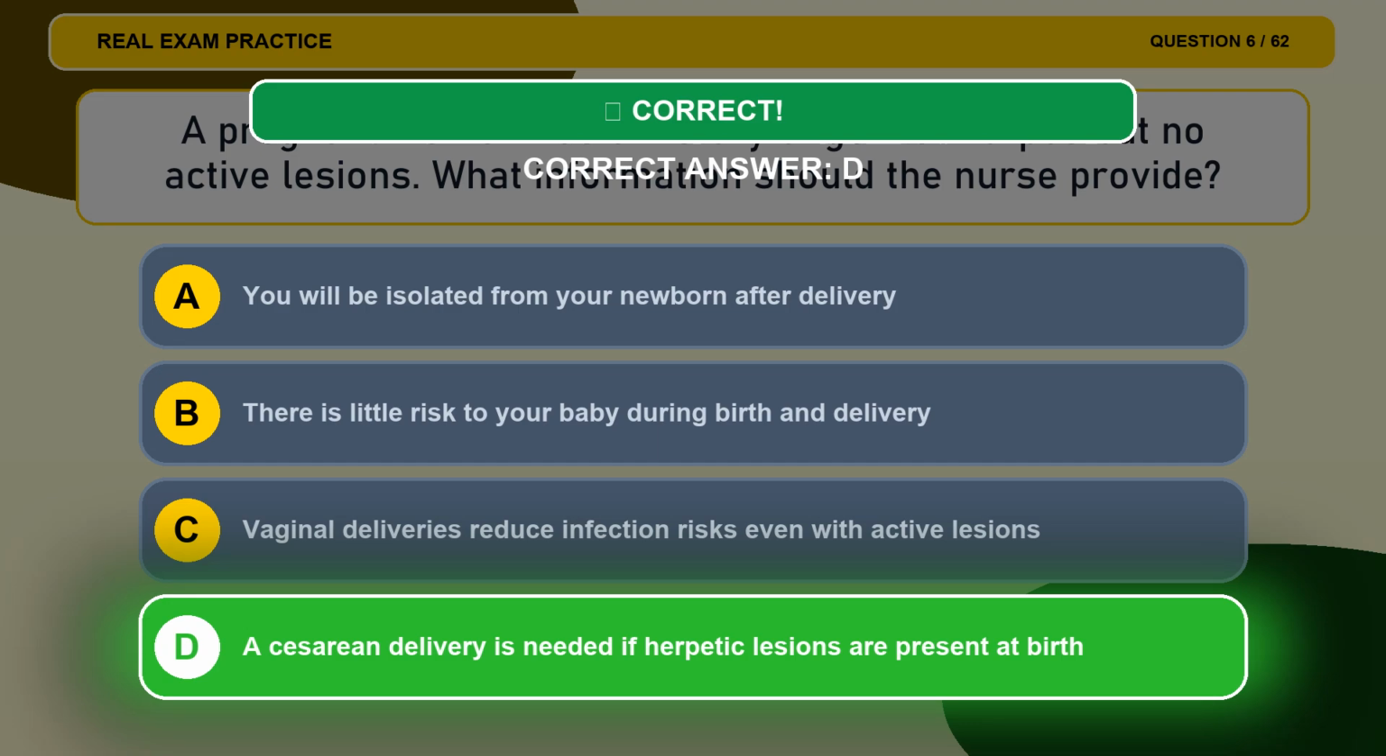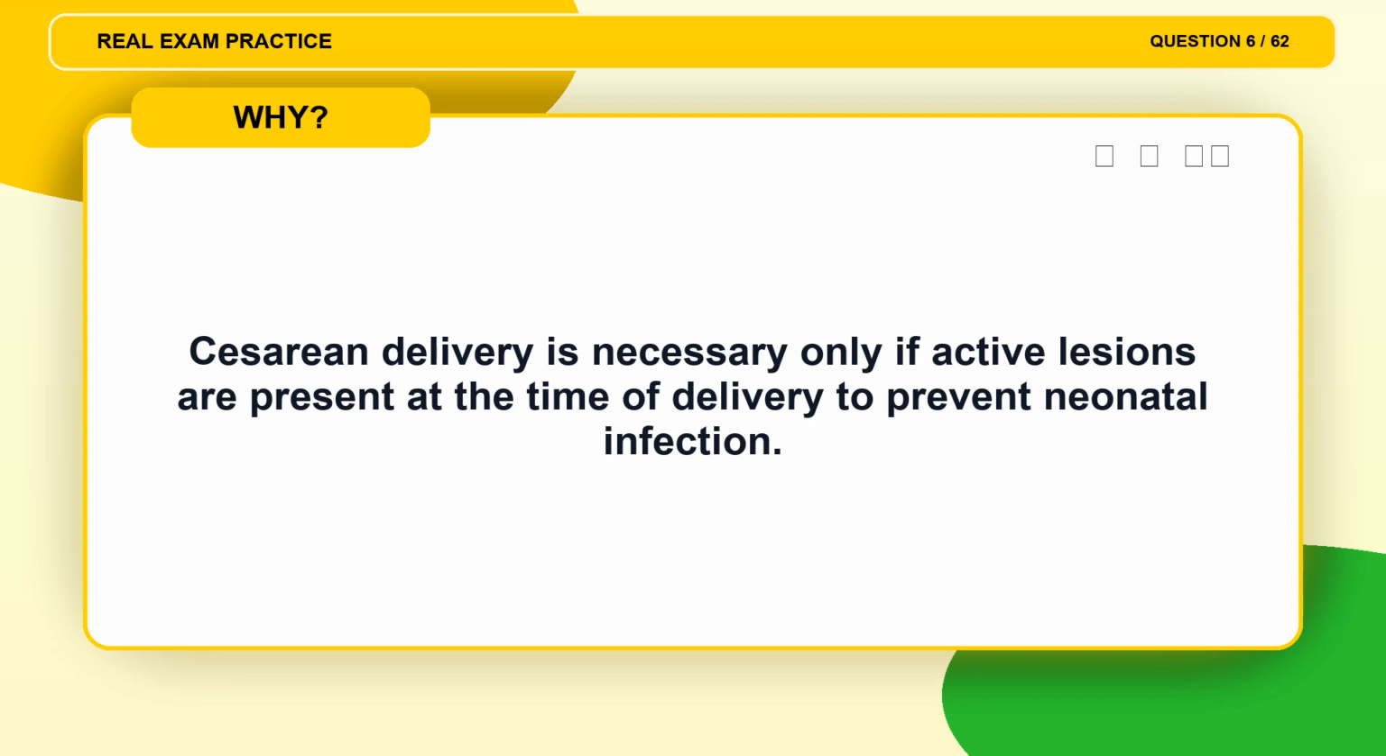The correct answer is option D. A cesarean delivery is needed if herpetic lesions are present at birth. Cesarean delivery is necessary only if active lesions are present at the time of delivery to prevent neonatal infection.